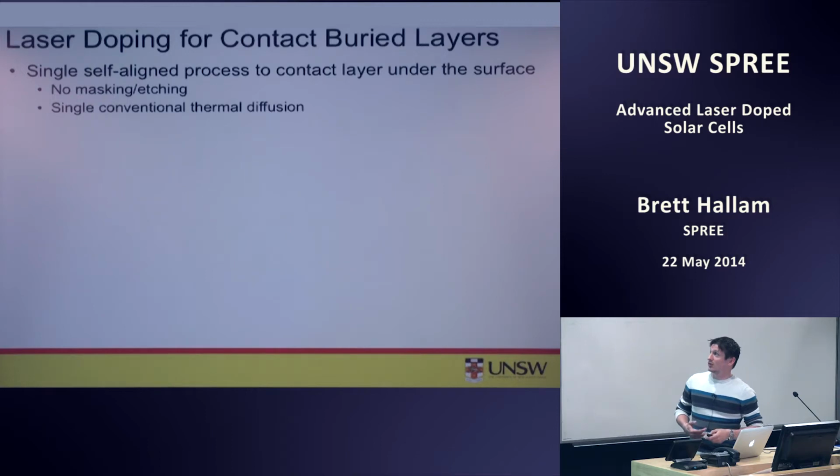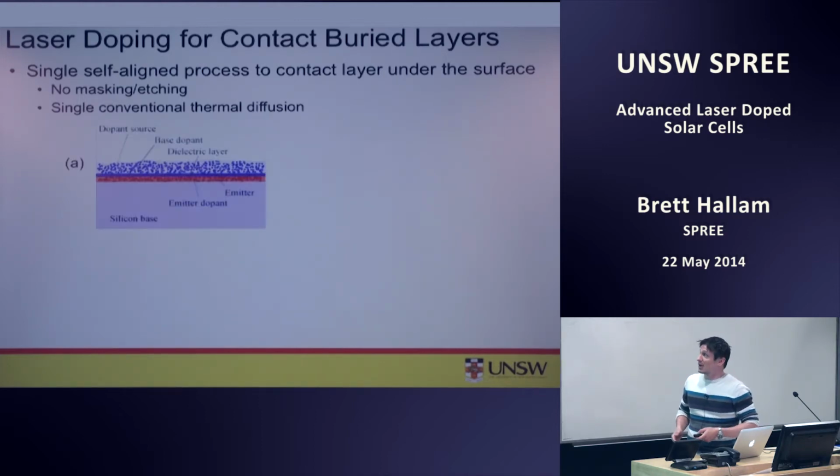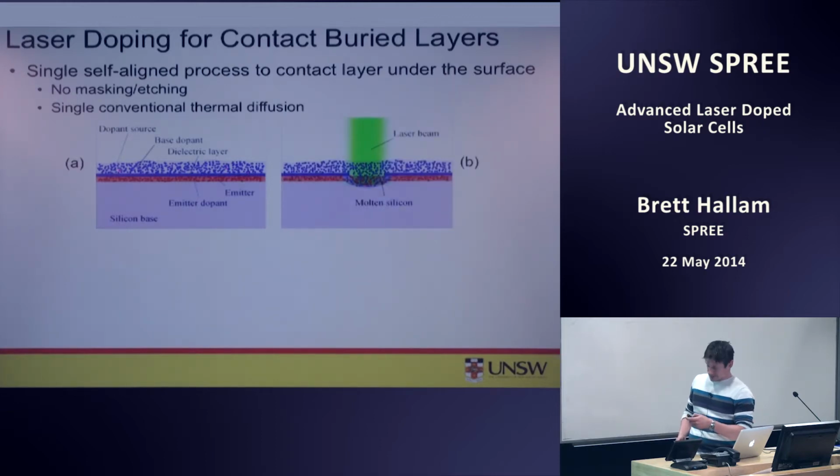So what we want to do is look at using a laser to do some of this process, and particularly if we can do it in a self-aligned process in a single processing step. And then hopefully we can avoid the need to do some of these multiple thermal diffusions. So if, for example, we take a silicon wafer with an emitter diffusion and a dielectric layer, we add the dopant source on, then we illuminate it with the laser.